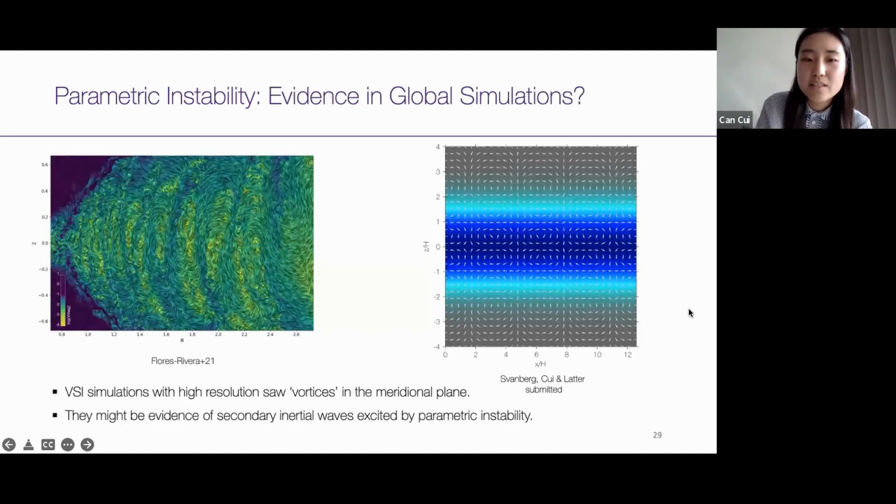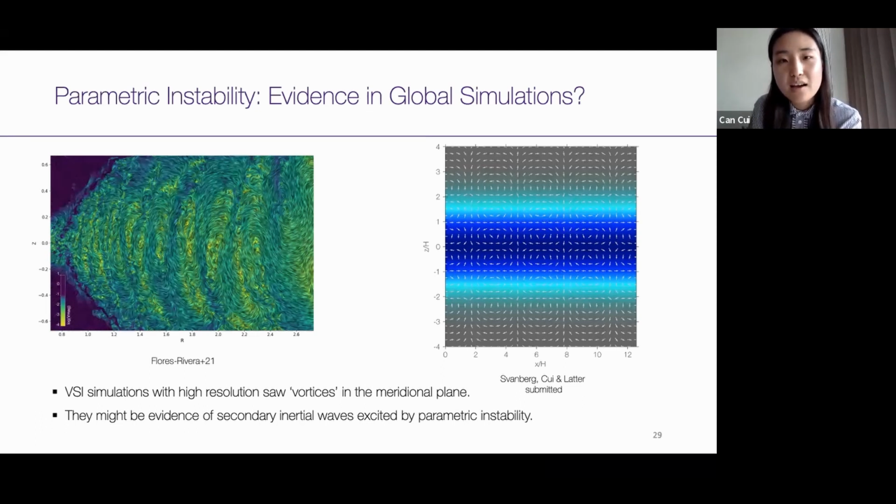The simulation I just showed is a simplified local shearing box simulation. There's no disk stratification. So one question to ask is, can we see this parametric instability in global simulations? There's some work done by Leeds and Numerical. They studied the resolution dependence of the VSI in the hydrodynamic limit, and they reached very high resolution, about 200 cells per gas scale height in the simulation.